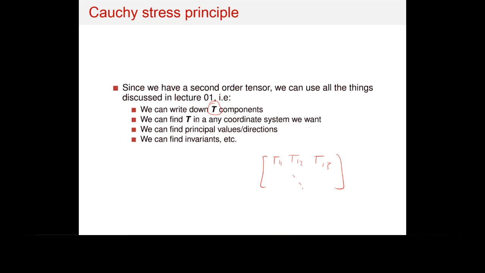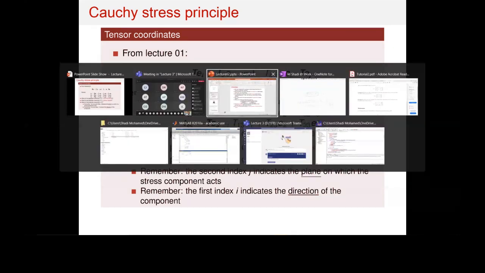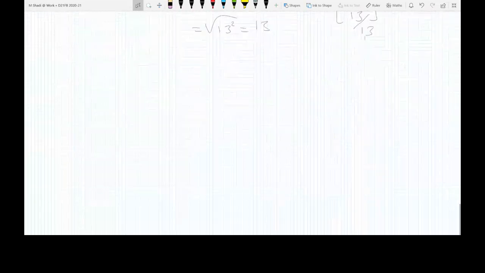We can transform it between coordinate systems. We can transform from one coordinate system to another coordinate system using the Q matrix. We can find the principal values and the principal directions, and we can find invariants or different properties of the stress tensor. So we basically can find quite a few properties of the stress tensor if we wanted to. So we manipulate it in any way we want. So first of all, I'm going to write the stress tensor here and explain about the components slightly.